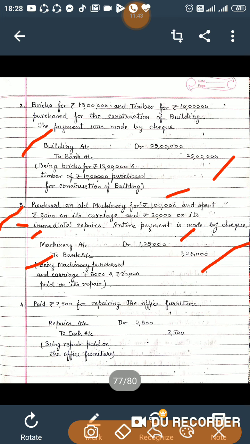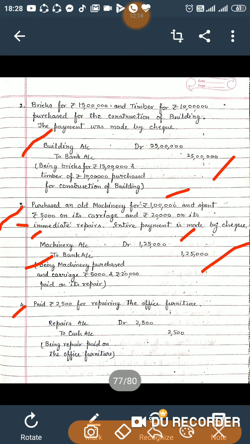Now, fourth, paid rupees 2,500 for repairing the office furniture. So you already have office furniture with you, and every year we spend some money on repair and renewal or servicing the asset. So those expenditures which you are spending just for maintaining the working condition of an asset shouldn't be capitalized. They should be treated as a revenue expenditure, day to day expenses.